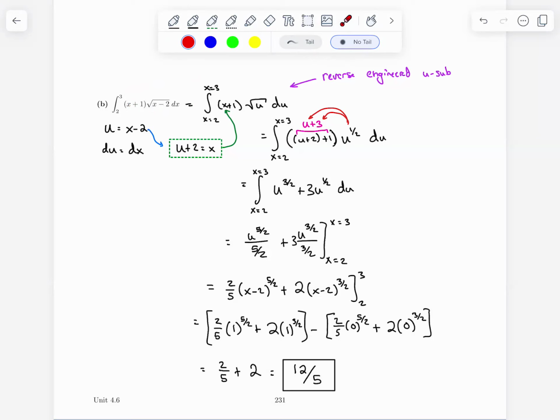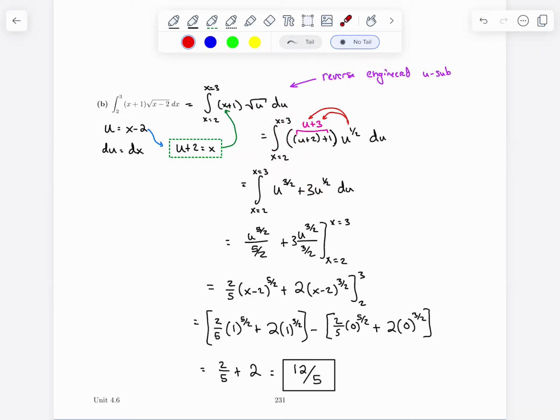So we make the u substitution, then we solve for x in terms of u by adding 2 to both sides. That is completely legal because we're just taking an equation and adding 2 to both sides. And then we replace x with u plus 2. That gives us u plus 3 times u to the 1/2, which I mistakenly wrote as u to the 1/2 instead of 3u to the 1/2. The bounds are still in terms of x if you wanted to use option 2's method. And then distributing in that u to the 1/2, because it's already by itself, you get u to the 3/2 plus 3u to the 1/2.